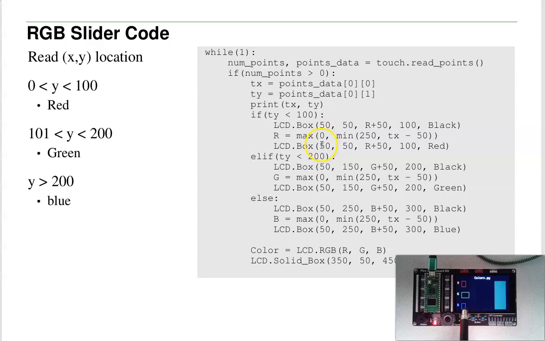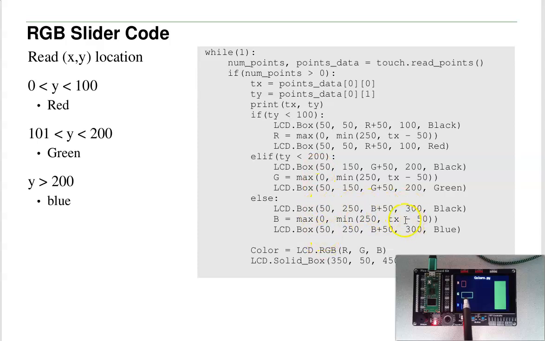I will then make the level the X coordinate minus 50. So over here, 0 to 50 is 0. Beyond 50 is where it starts recognizing it. That distance is the color clipped at 250. That'll be the red, green, blue.